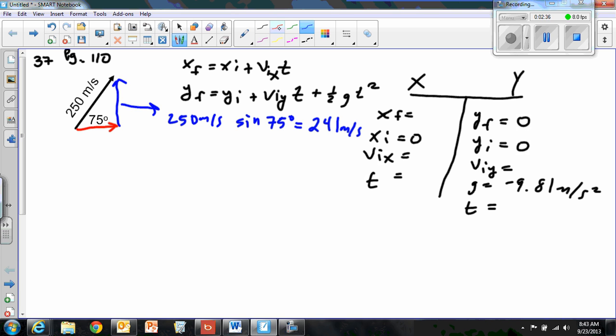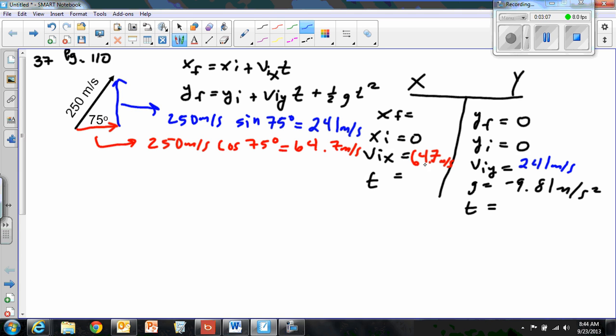And then our X velocity is going to be the hypotenuse, 250 meters per second, times cosine of 75 degrees, and that equals 64.7 meters per second. So I'm going to put these two in here, 64.7 meters per second, and 241.